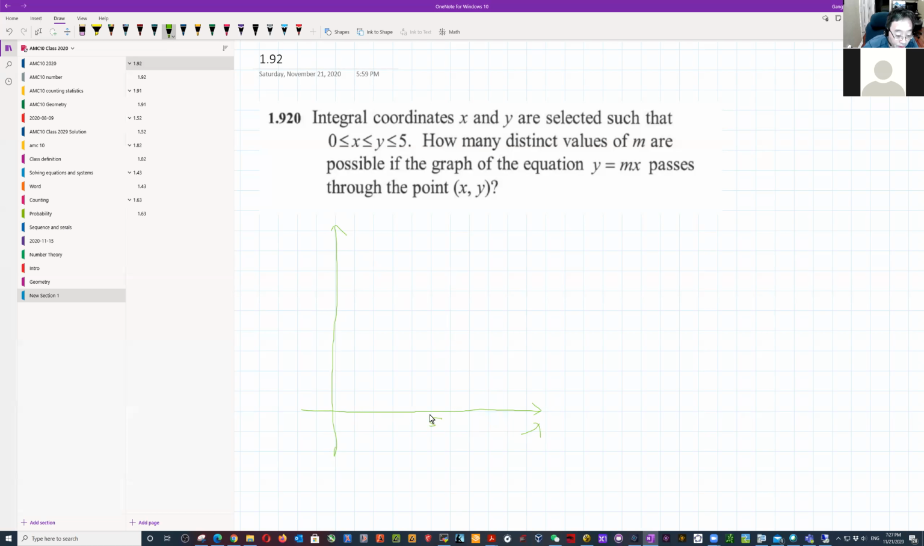Then here is 1, 2, 3, 4, 1, 2, 3, 4, 5. So 5 is here. Then x is greater than or equal to 0, and x is less than or equal to y, and y is less than or equal to 5. See, it's integral, meaning that both x and y have to be integers. So it's on the grid.